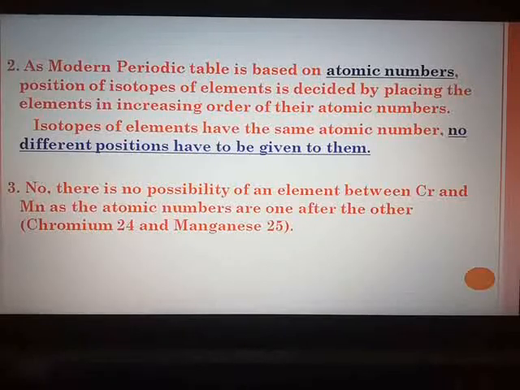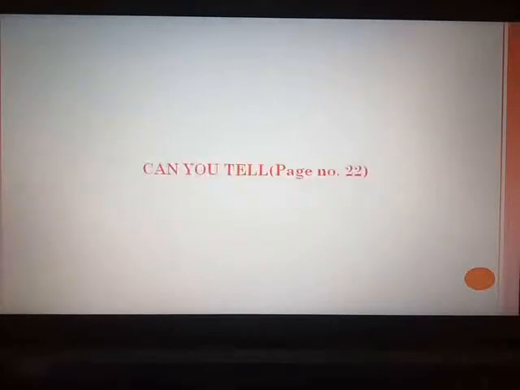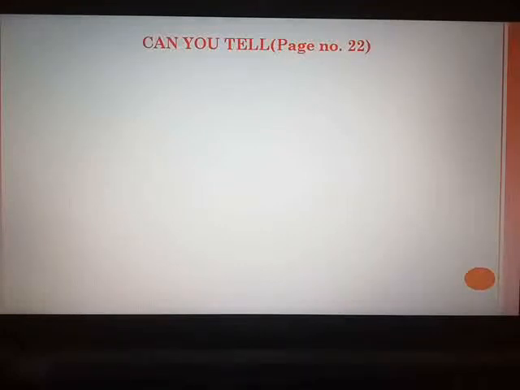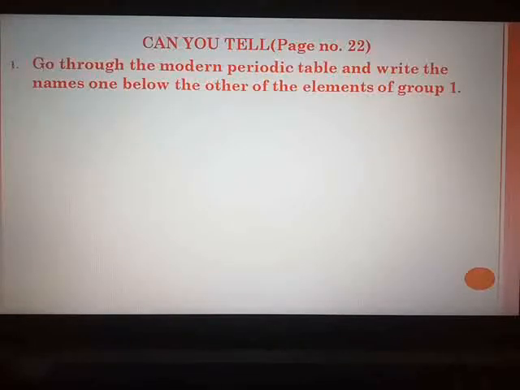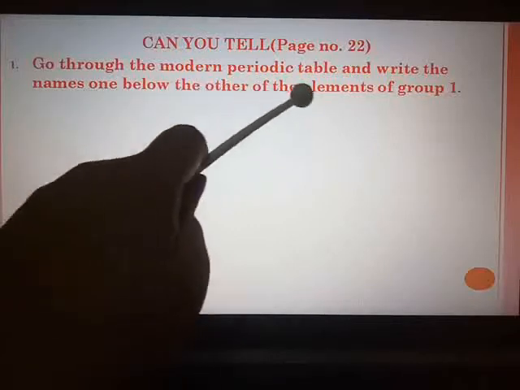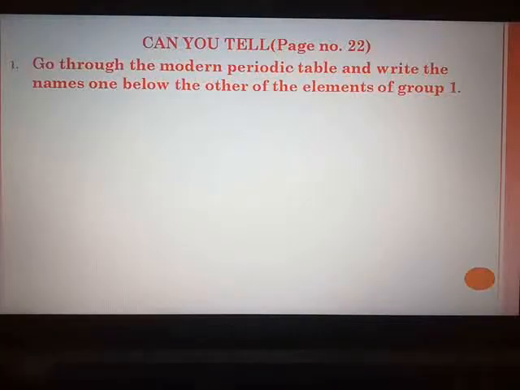Page number 22 and 23, we have already discussed the activities. We will just go through them quickly. Page number 22. Very important activities. Go through the modern periodic table and write the names one below the other of the elements of group 1. Now in the exam you don't have the modern periodic table with you. So question number 1 of such a type may not be asked. But the electronic configurations, similarity in the configurations, that part can be asked.